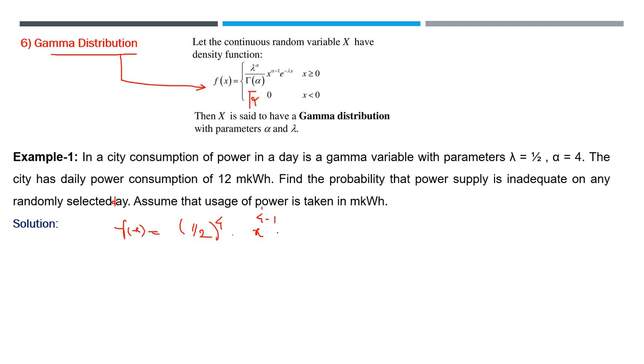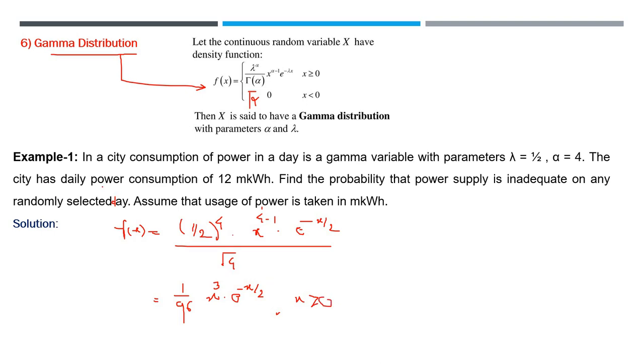Then this is x raised to 4 minus 1, alpha minus 1, where alpha is equal to 4, e raised to power minus x by 2, because lambda is equal to 1 by 2. Now divided by factorial 4. Factorial 4 is 6, and if we calculate this, it comes out to be 1 by 96 x cube e raised to power minus x by 2, for x greater than 0.